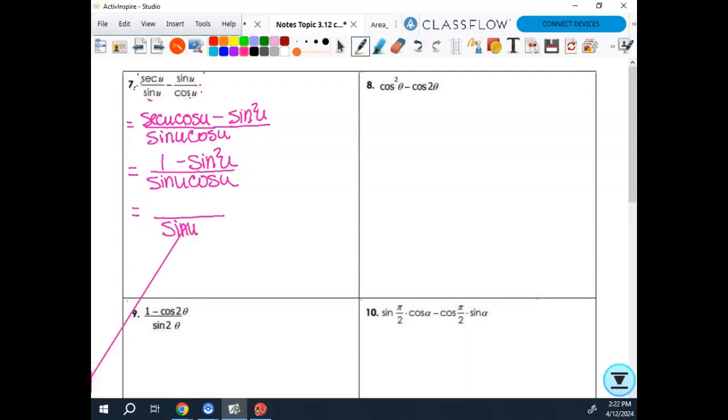Oh my goodness, this is one of those. I don't know why these lines happen. Oh, no, my board hates me. Ah, there we go. Sine u, cosine u.